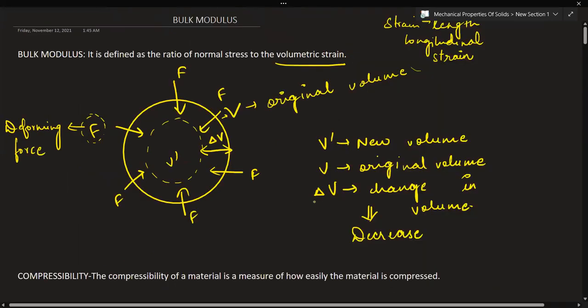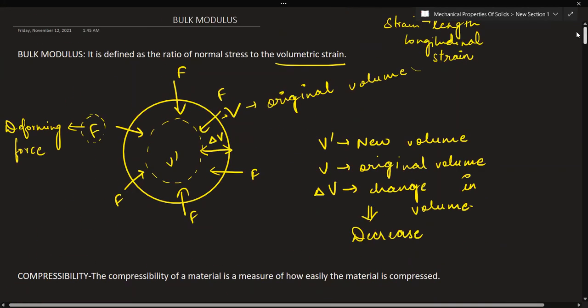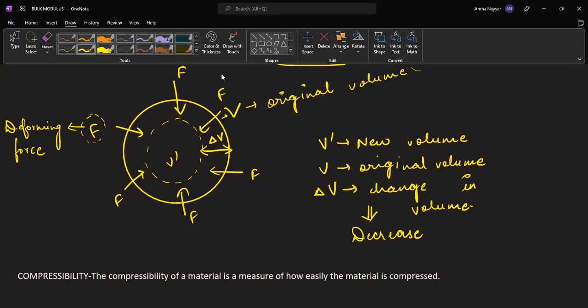Now see, we have another type, the bulk modulus. Bulk modulus is defined as the ratio of normal stress to the volumetric strain. Okay, let me erase it for you, then it would be clear. Just wait.